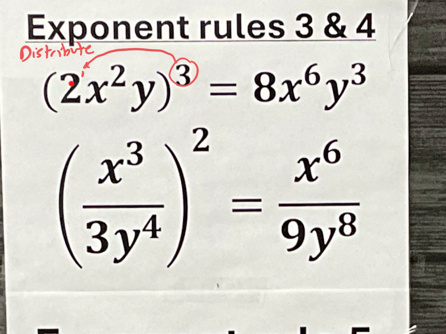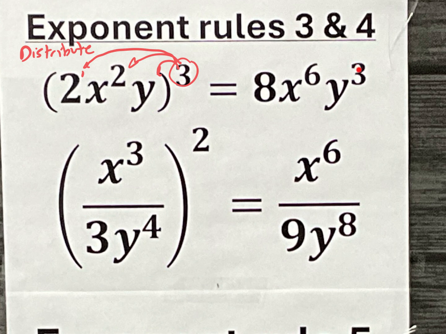But 2 to the third you could actually do. That would be 2 times 2 times 2, which is 8. And then you distribute the 3 to the power of 2 right there. And of course, from the previous rule, a power to a power you multiply. 2 times 3 is 6. That's how we get x to the sixth. And then you distribute 3 times that invisible 1 on the power of y. 3 times 1 is 3. And that's how we get y to the third.